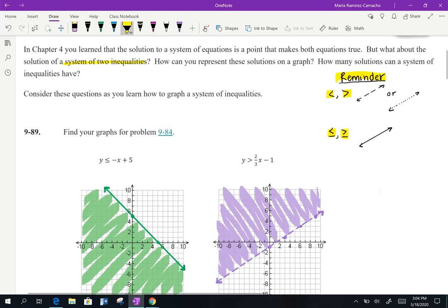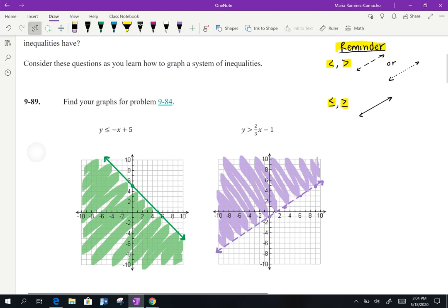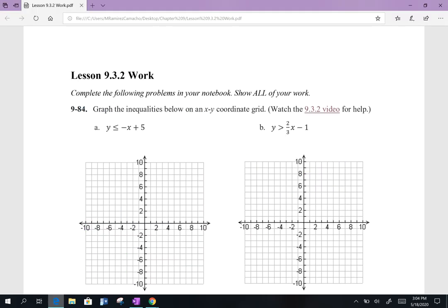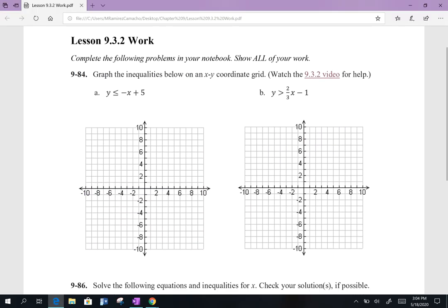Okay, so 9-89 says find your graphs for problem 9-84. Here are the two inequalities for this problem. y is less than or equal to negative x plus 5, and y is greater than 2/3 x minus 1. You did these problems yesterday as part of your work. It was the first problem on that lesson 9.3.2 work PDF.